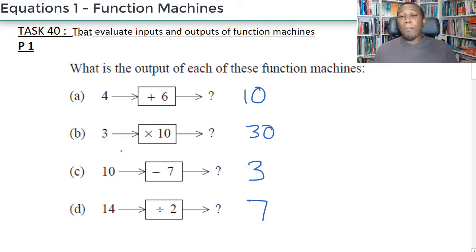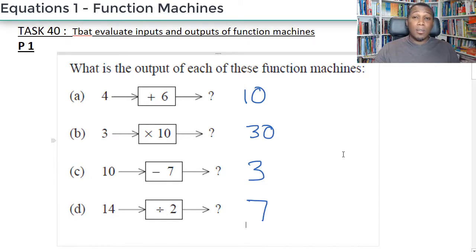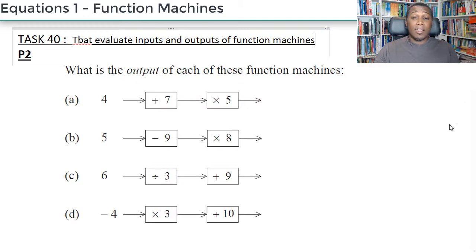What if I gave you the output and I asked you to find the input? What do you do? Do you remember that? Think about what I just said there. 7, what did I do to get to 14? But before we get there, I was jumping the gun. Oops, embarrassed face. We're going to go in reverse, but before that we've got to do the two-step function machine. We didn't practice any two-step.